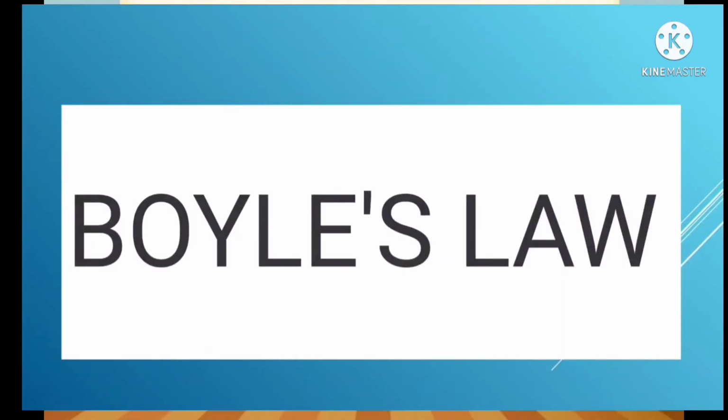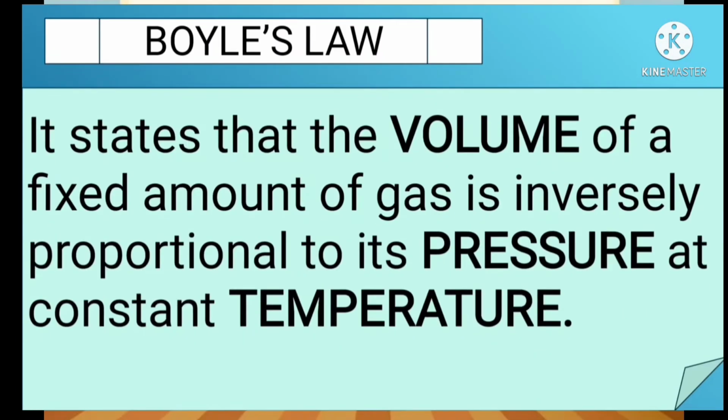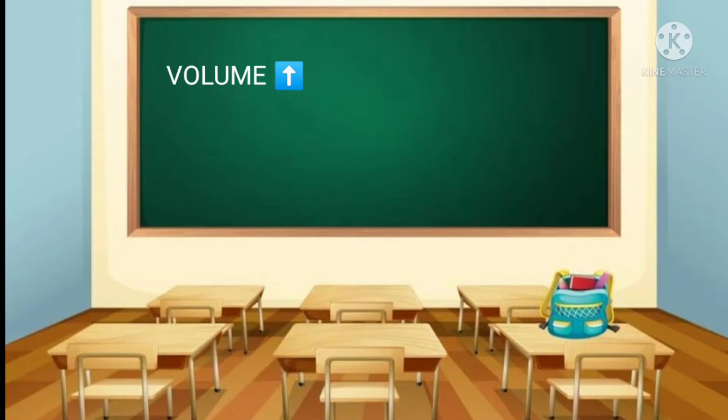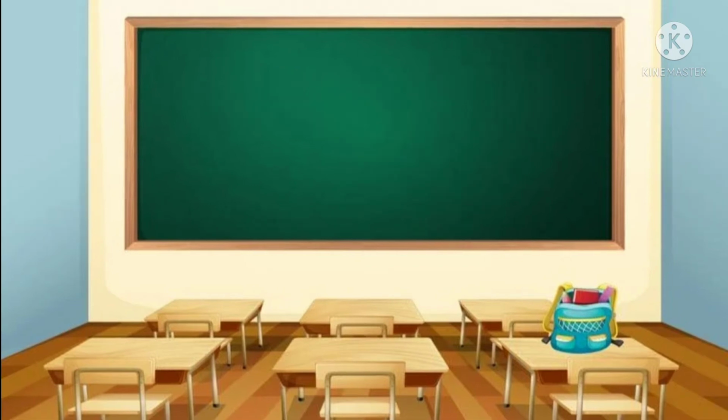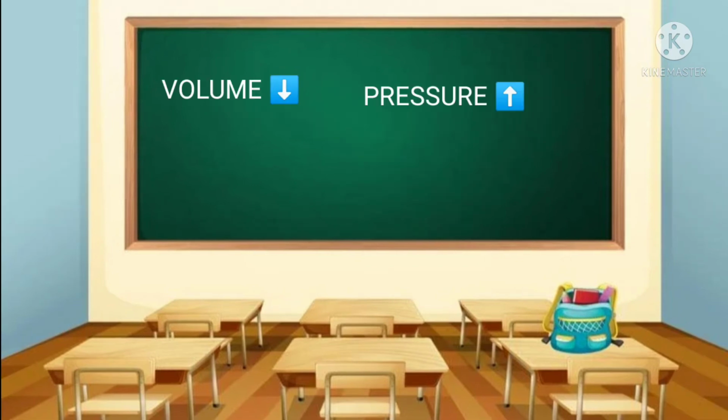Now, let's talk about Boyle's law. Boyle's law states that the volume of a fixed amount of gas is inversely proportional to its pressure at constant temperature. In mathematics, when we say inversely proportional, if one variable increases, the other variable decreases. So if the volume increases, the pressure decreases, or vice versa. If the volume decreases, the pressure increases.